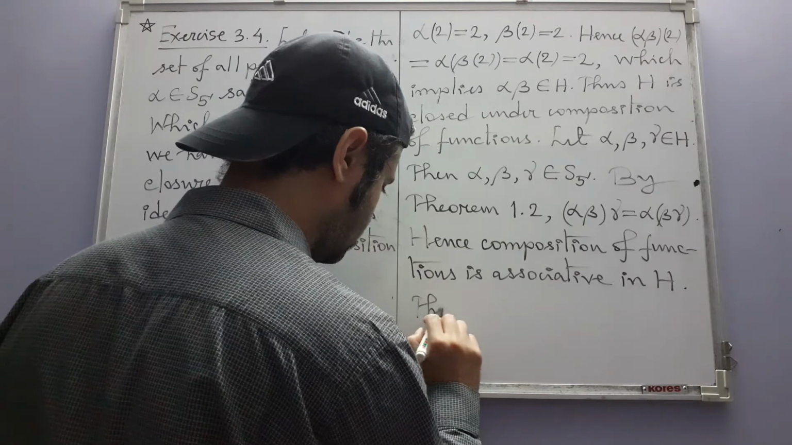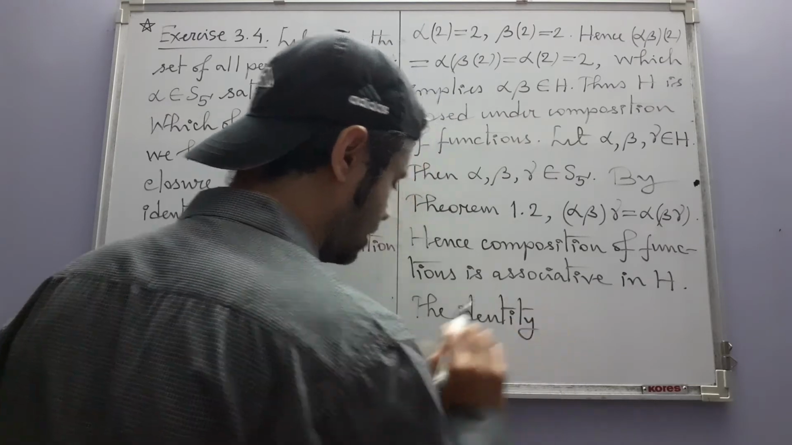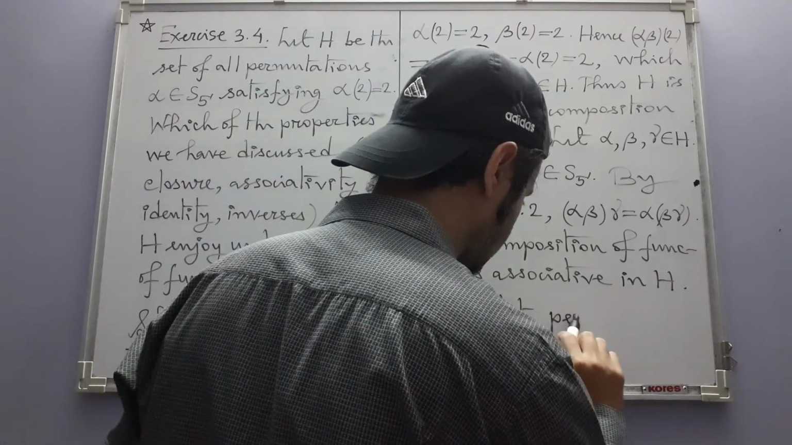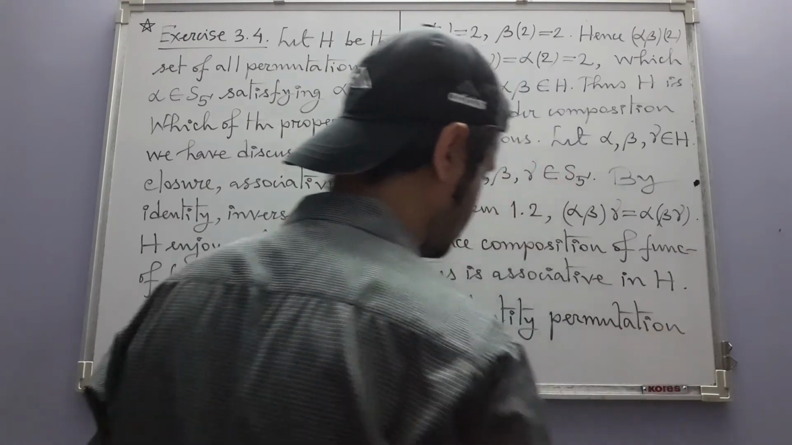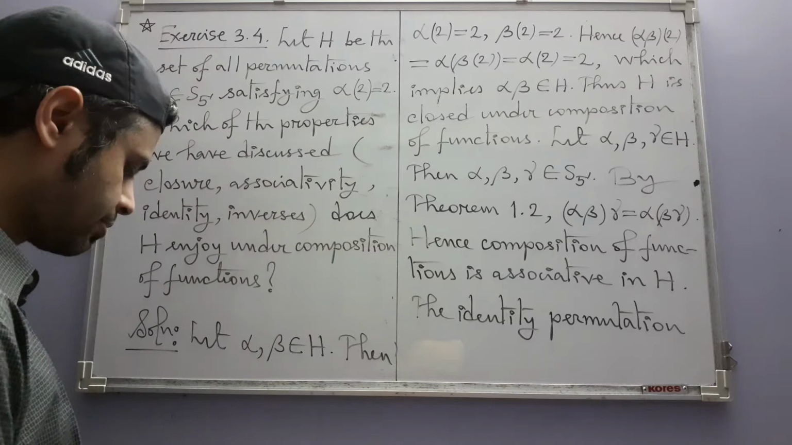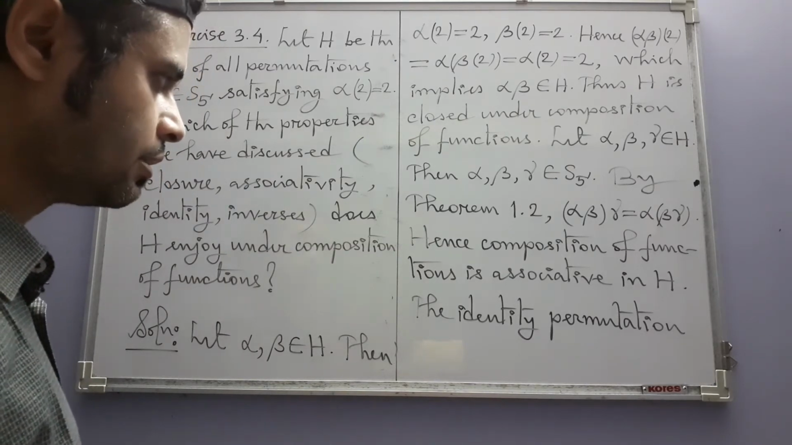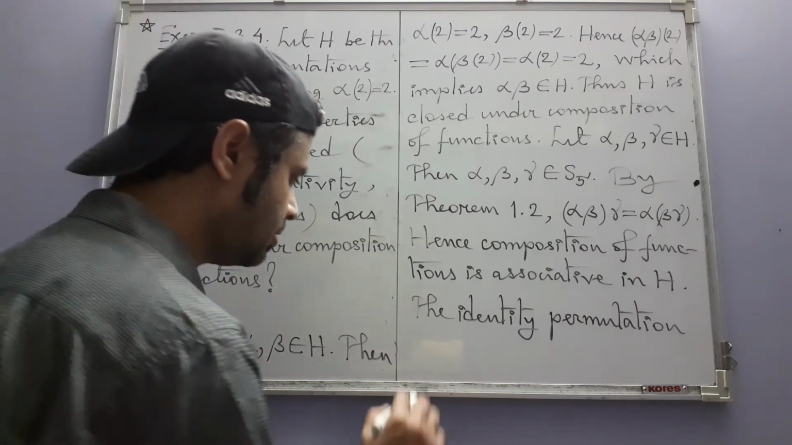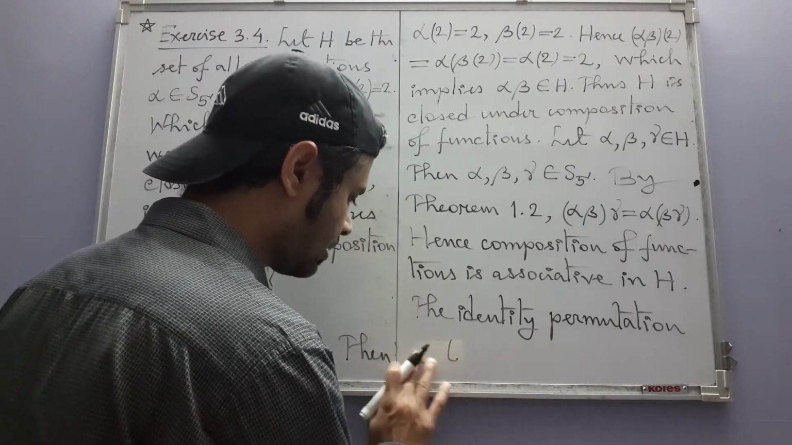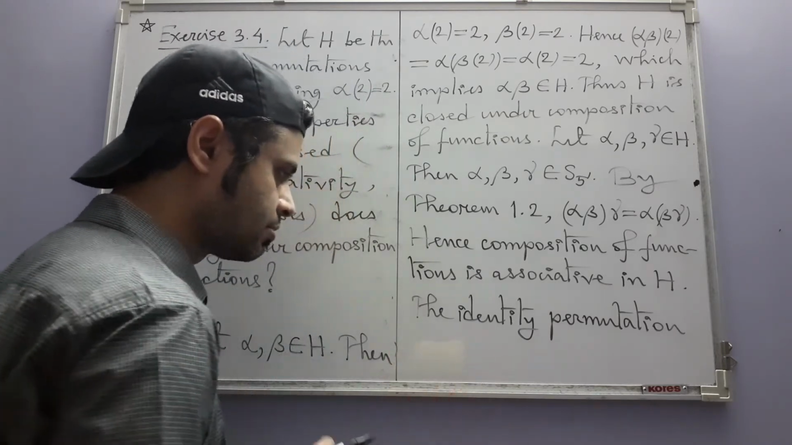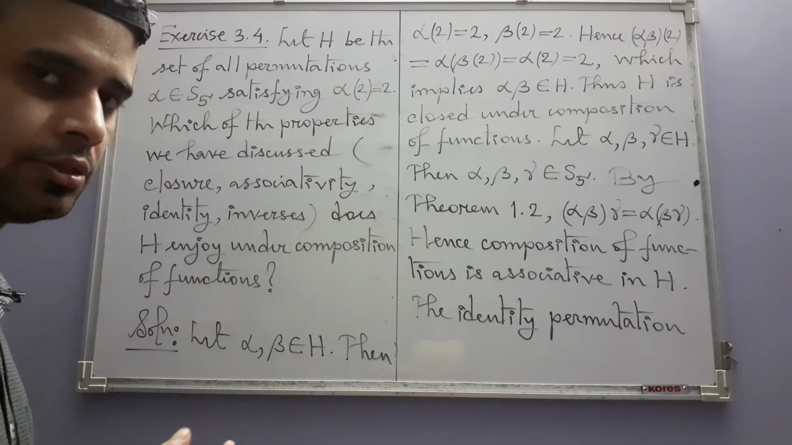The identity permutation. How shall I denote the identity? I forgot to see what the author is using to denote the identity permutation. Maybe he writes I or the Greek iota. I'm not sure. I haven't seen any special symbol to denote the identity permutation. If there is one such, then you please use that.